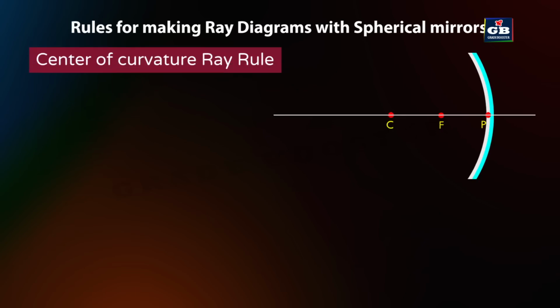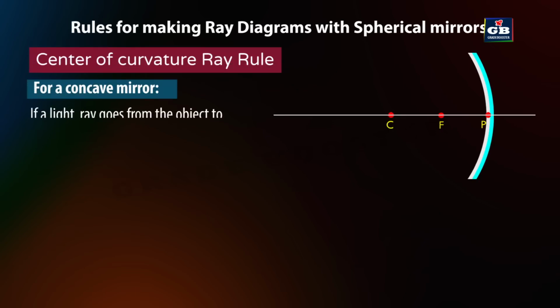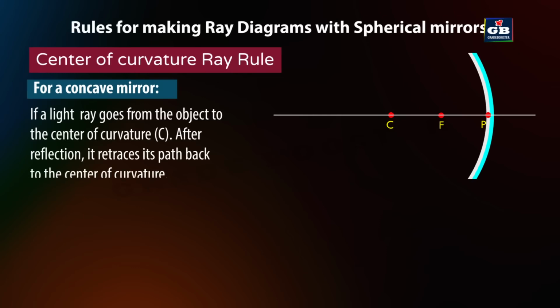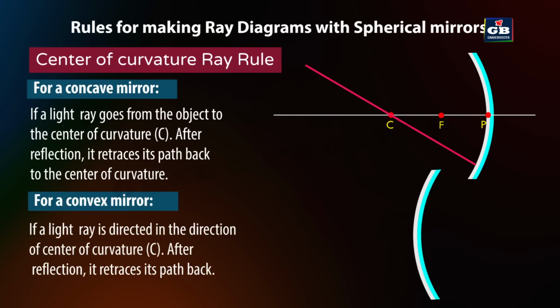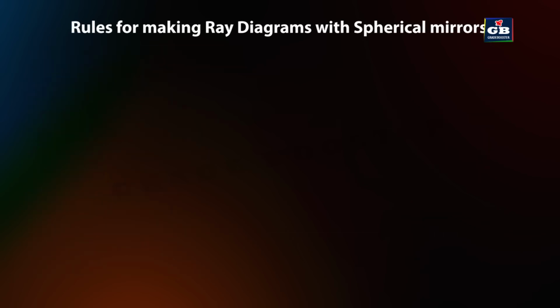Center of curvature ray rule. For a concave mirror, if a light ray goes from the object to the center of curvature, after reflection, it retraces its path back to the center of curvature. For a convex mirror, if a light ray is directed in the direction of the center of curvature, after reflection, it retraces its path back.